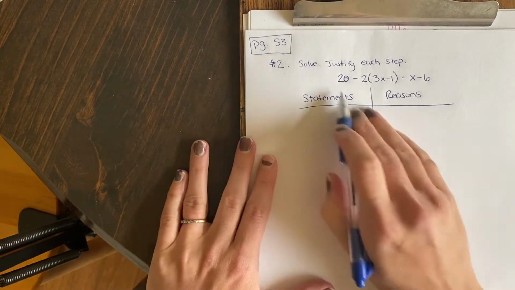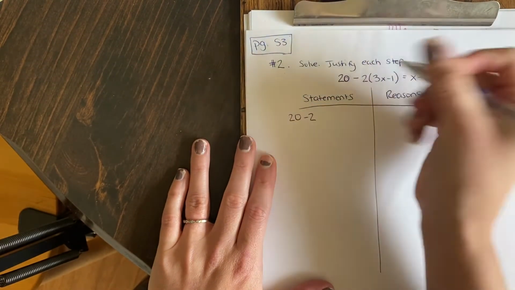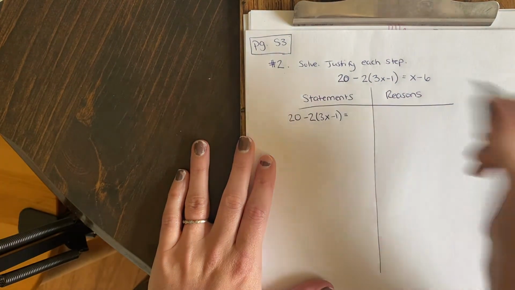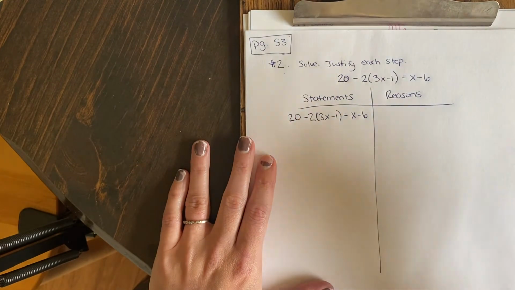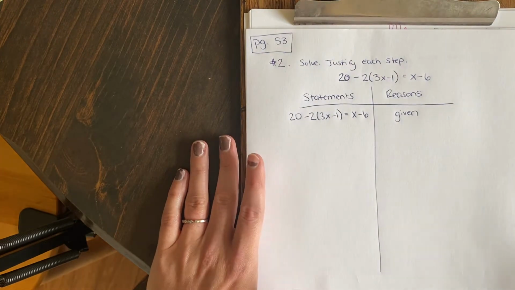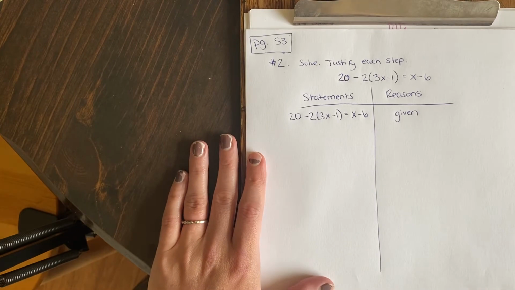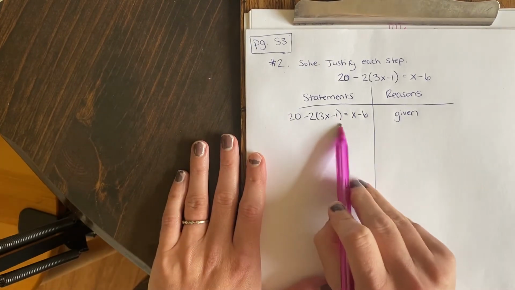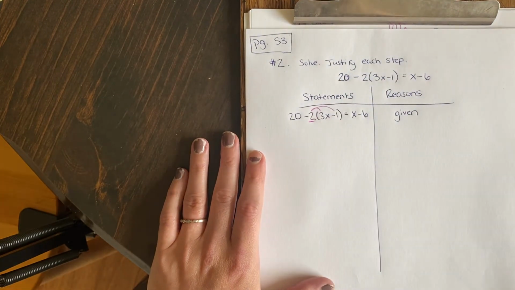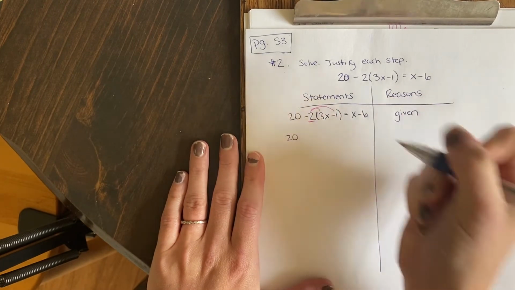Now we know that we always start with the equation we're given. So 20 minus 2 times 3x minus 1 equals x minus 6. And that reason is always given. And I'm gonna go ahead and kind of solve it as we go. So the first thing I notice is there's parentheses that I wanna get rid of. So I know I'm going to distribute that -2. And I'm gonna write this next step down.